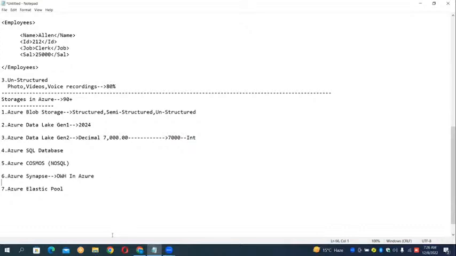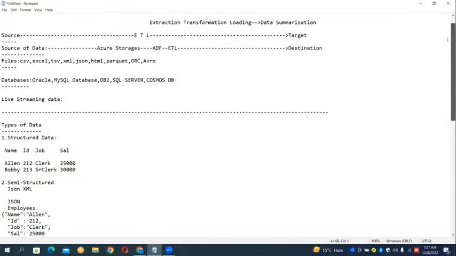So these are the storages we have, everyone, and this is nothing but structured and semi-structured data. With this we will wrap things up, and from tomorrow onwards we'll start with Azure. That means what are the things you have in Azure, how the pipelines are designed, what is a pipeline. We will discuss all these things one after the other from tomorrow.